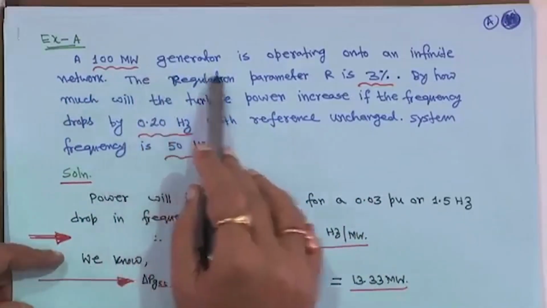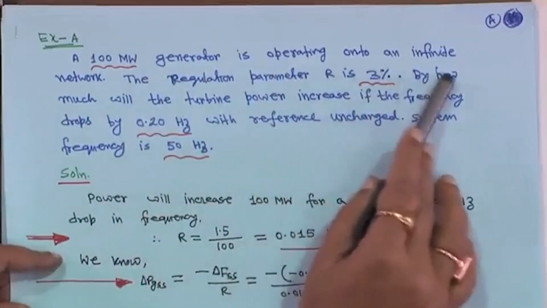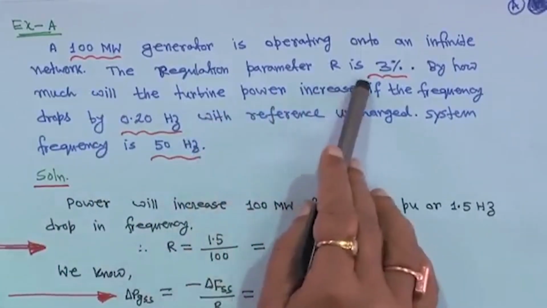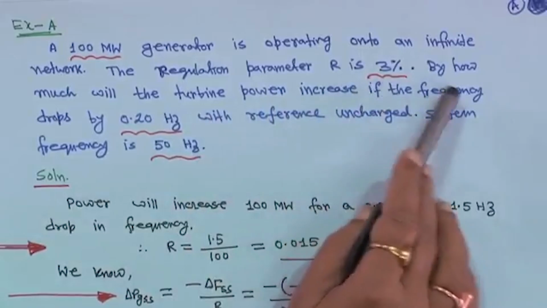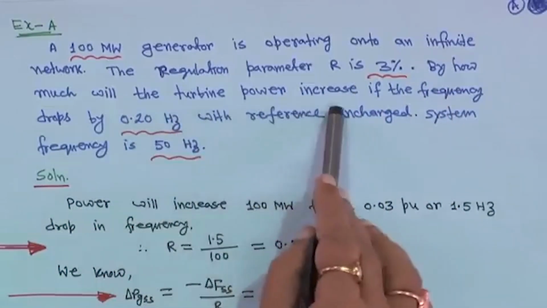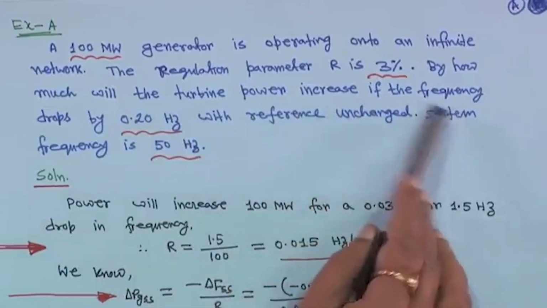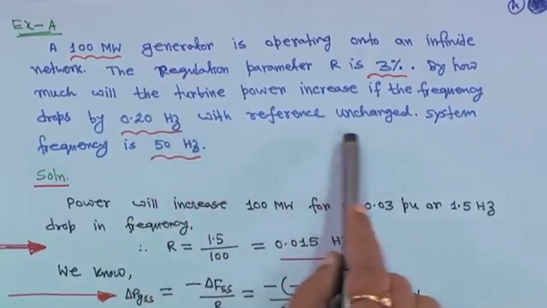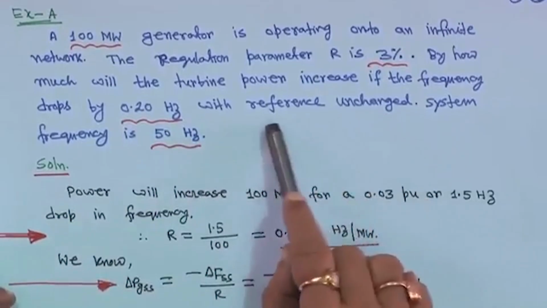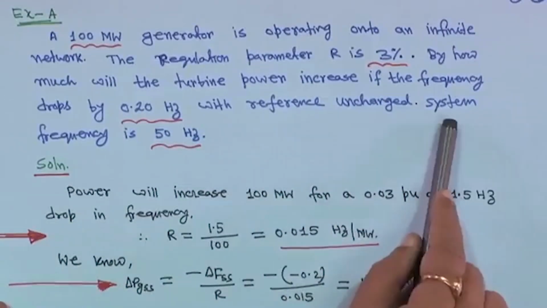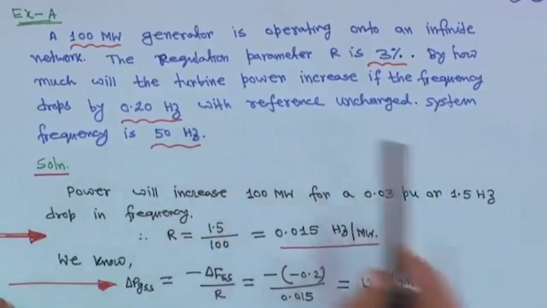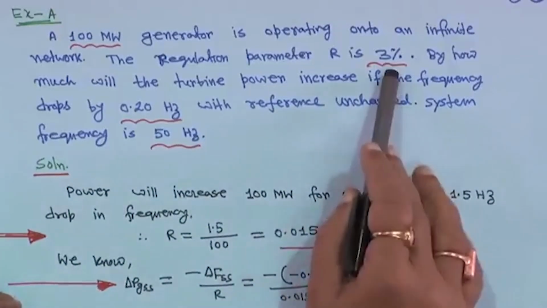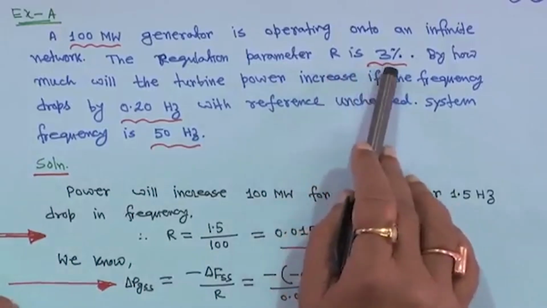A 100 megawatt generator is operating onto an infinite network, right? The regulation parameter R is 3%. By how much will the turbine power increase if the frequency drops by 0.20 hertz, with the reference unchanged? The system frequency is 50 hertz. The regulation parameter is 3%, right?